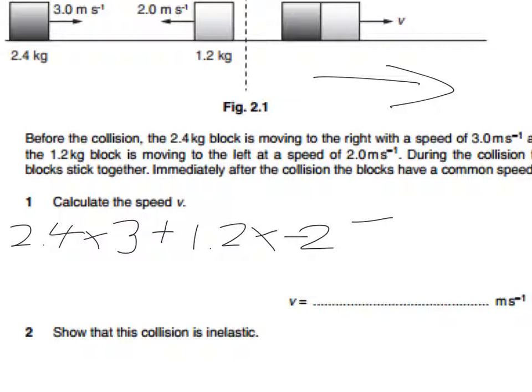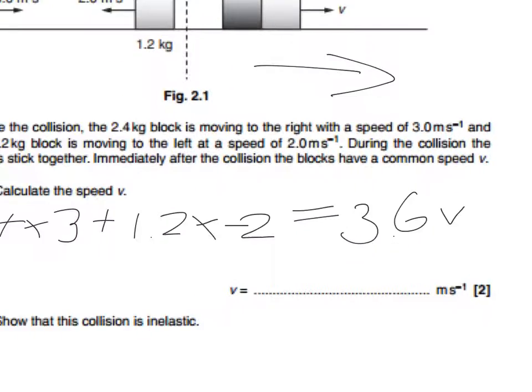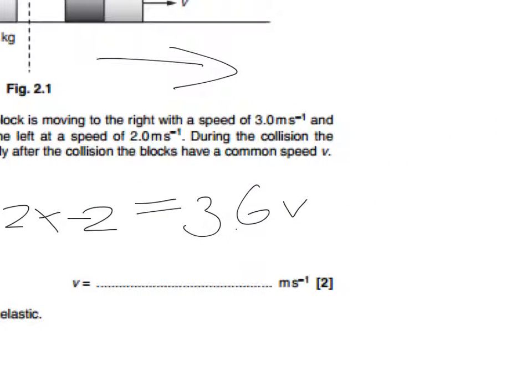So the total momentum before on the left here is equal to the total momentum afterwards. So that's the total mass, which is 3.6, times the speed v, which is unknown. Now if we add up all these things on the right, 2.4 times 3 plus 1.2 times negative 2, that comes to 4.8.